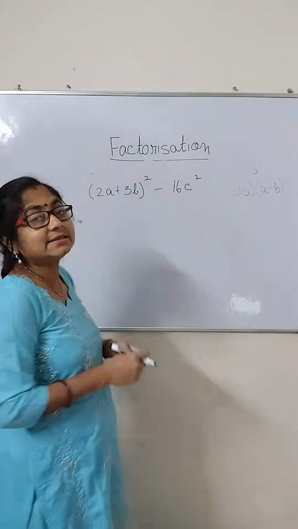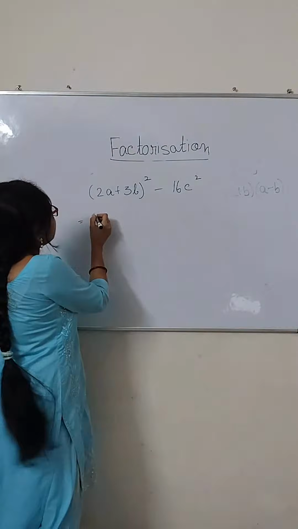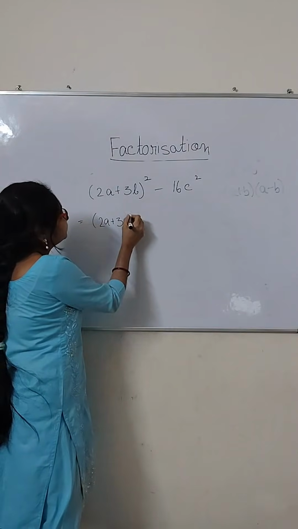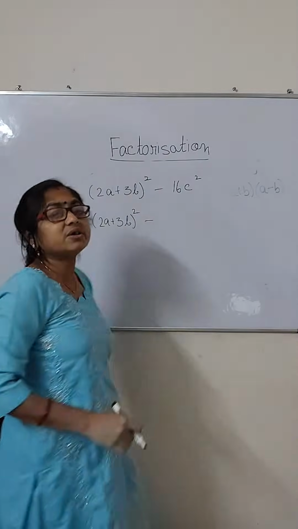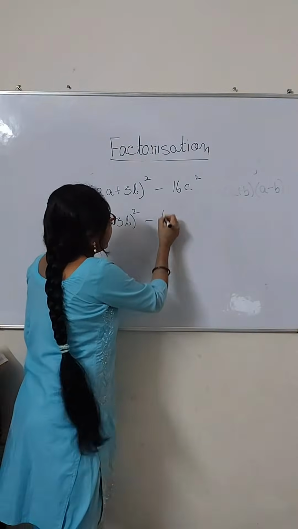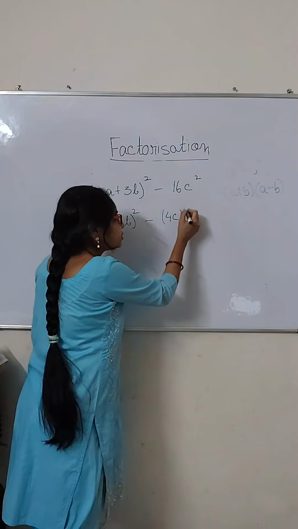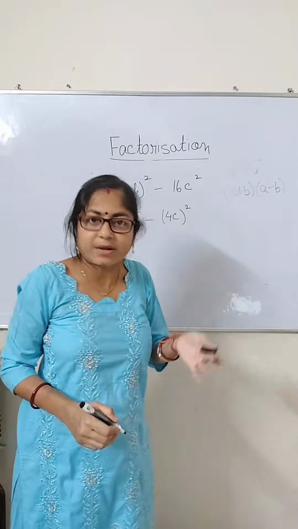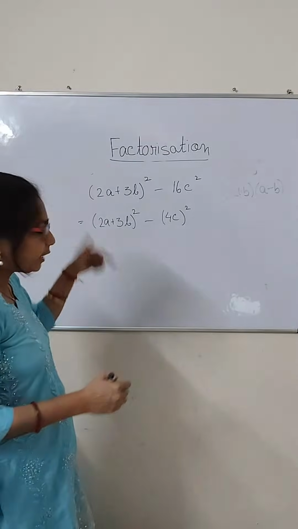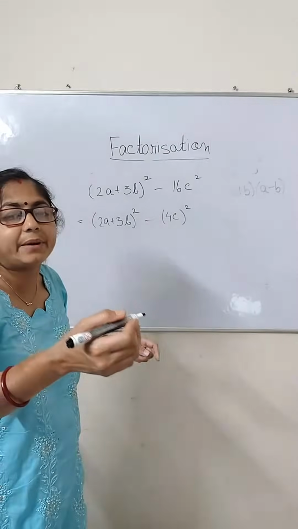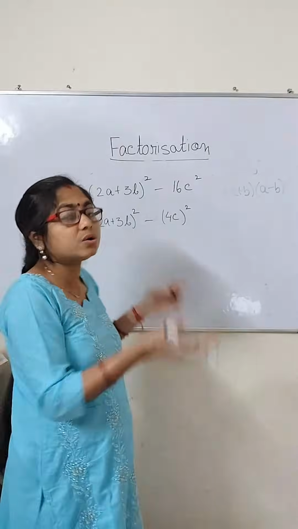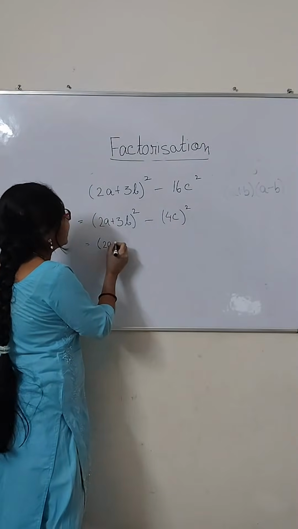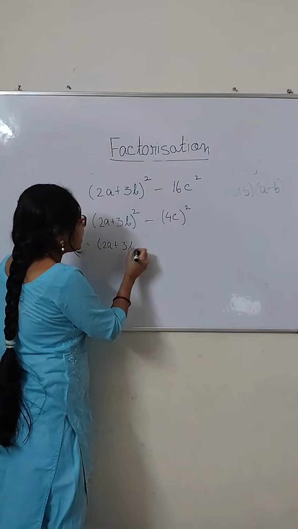What is the first step? First step, I just write 2a plus 3b whole square. 16, how can I write? I write 4c whole square. Now, what's the formula? A square minus b square means a plus b into a minus b. Okay, I do the math. You please complete your math in your copy without seeing the board, because it is your practice class. So please complete it.